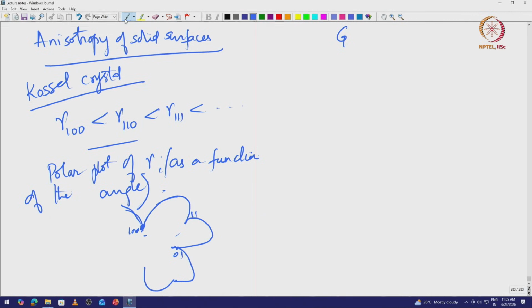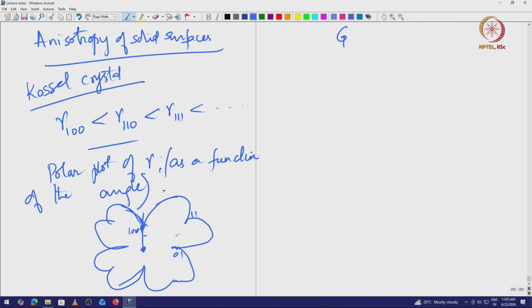Okay, so this is the center. And then again I have slightly higher energy, again it goes like this, again like this and like this. Okay. So, roughly this is how the polar plot of surface energy looks like. So, what does it mean?